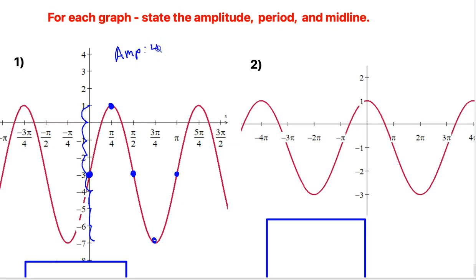Yep, so my amplitude for this graph is 4. My midline for this graph, I can see it's at y equals -3, and it ends its period at pi.